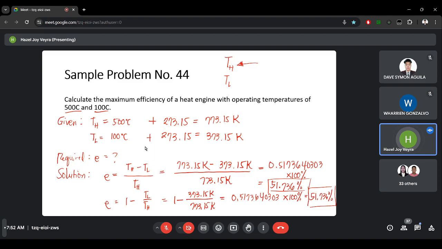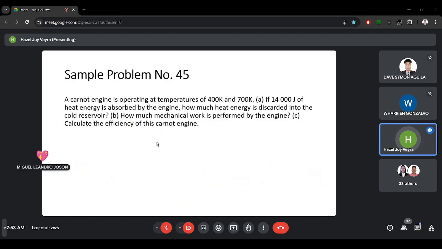Okay? Do you have questions, class? All clear? So let's now proceed to the next problem. Take a screenshot first before I proceed. Done? Okay. So next problem natin, kindly read Alan May.